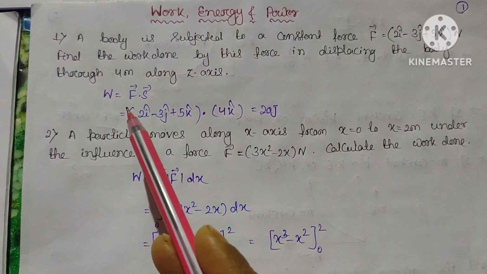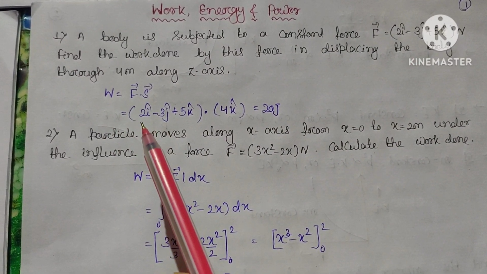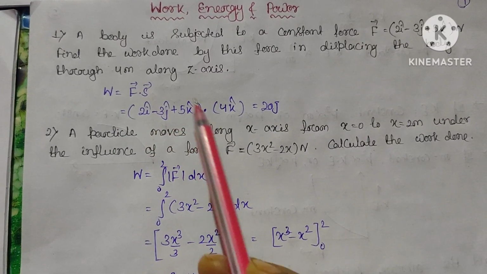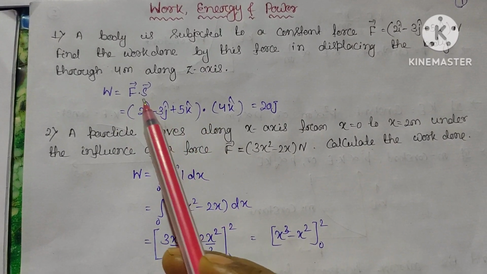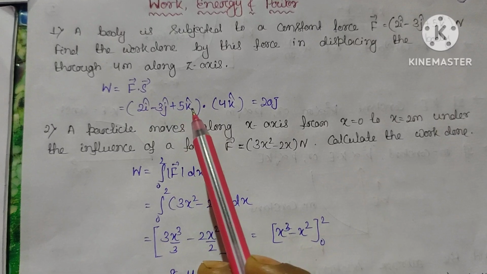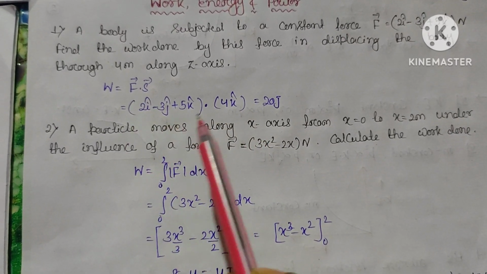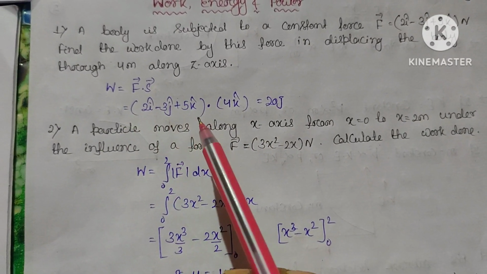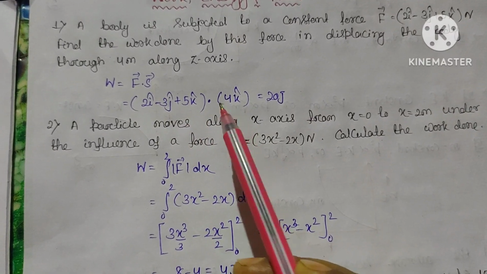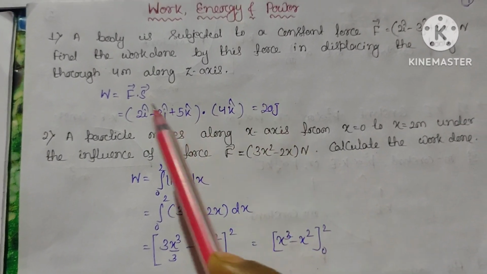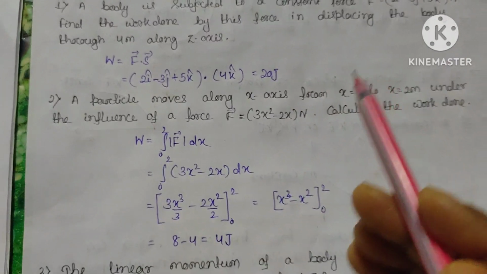So work done equal to F dot S, that is (2i cap minus 3j cap plus 5k cap) dot S vector, which is 4k cap. So k dot k is 1, the rest of the other terms are 0. So this is 5 into 4, that is 20 joule. So our work done is 20 joule.